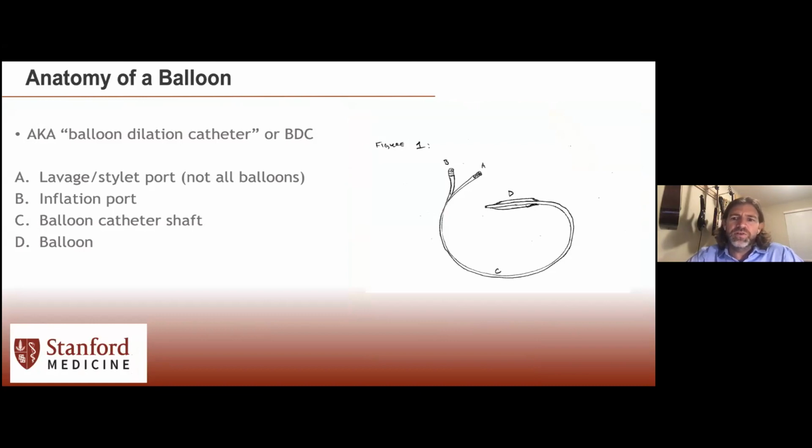Now, the anatomy of a balloon, I think, is important because there are now several different models of balloon on the market. There historically have been, and these are still balloons that I see in the United States and abroad, where you actually have 2 separate ports. There are compliant and non-compliant balloons. In the airway, we tend to use, in our practice, non-compliant balloons. They're very rigid and very stiff.